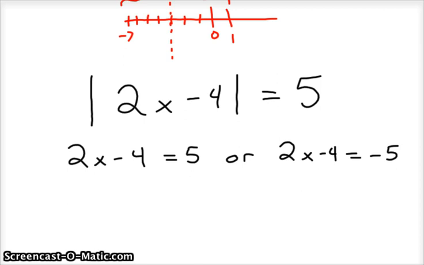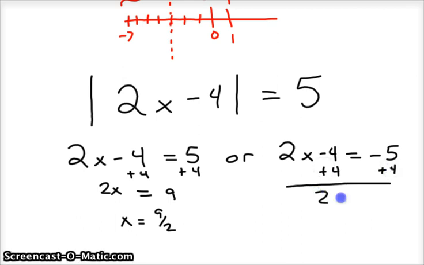The absolute value is the distance from 0. So 2x minus 4 is our junk inside the absolute value. It has two positions it could be in. It could go 5 to the left of 0 or 5 to the right of 0. And then you just solve them like normal. So 2x, you add 4 to both sides, 2x is equal to 9. X would equal 9 halves. For me, that's good enough. You could go 4.5 if you want to. Plus 4, plus 4, 2x is equal to negative 1, so x is equal to negative 1/2.